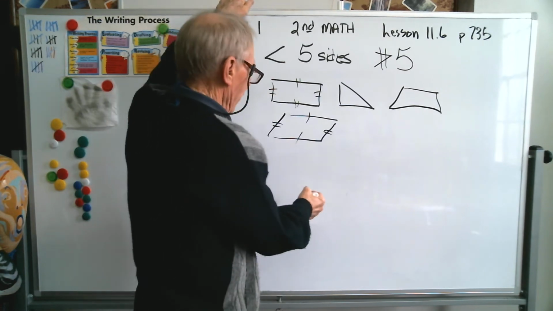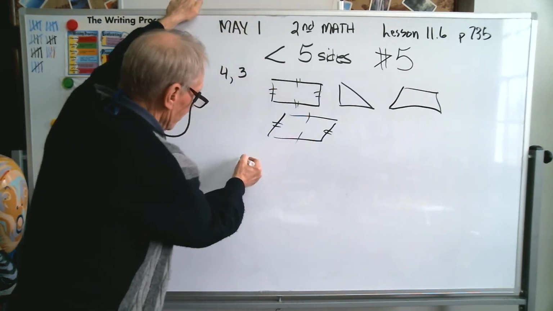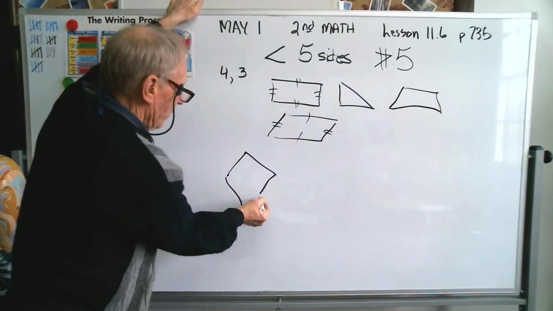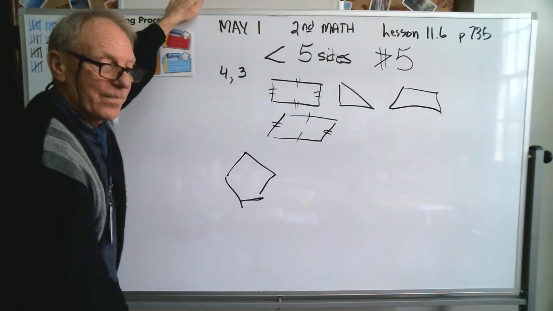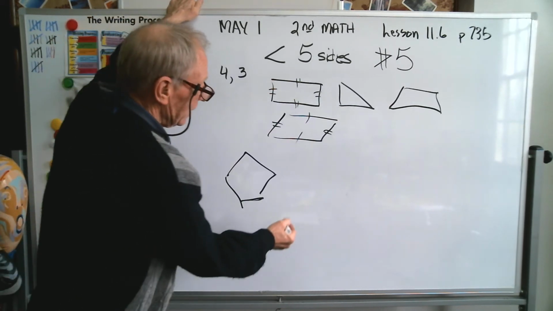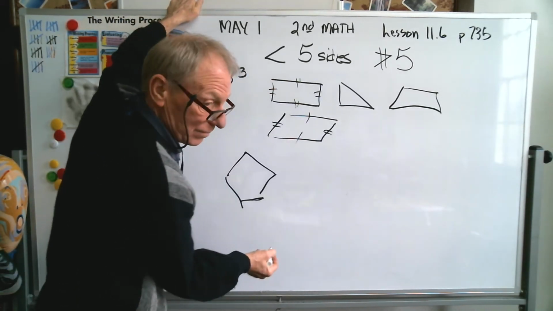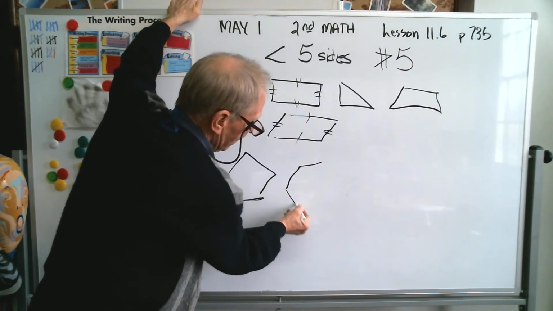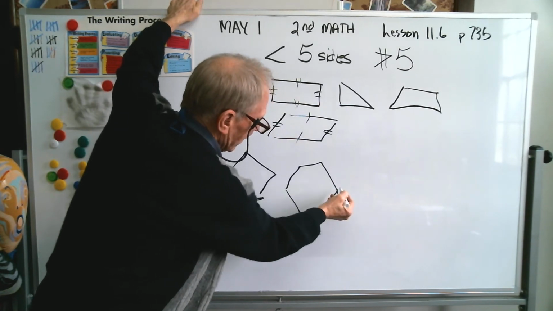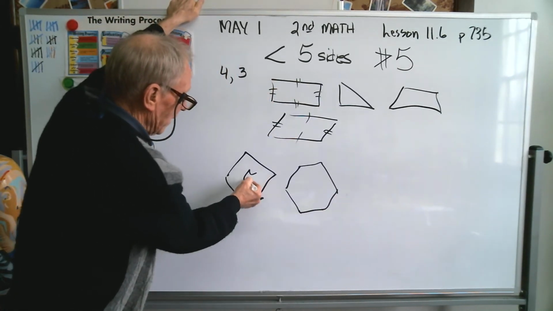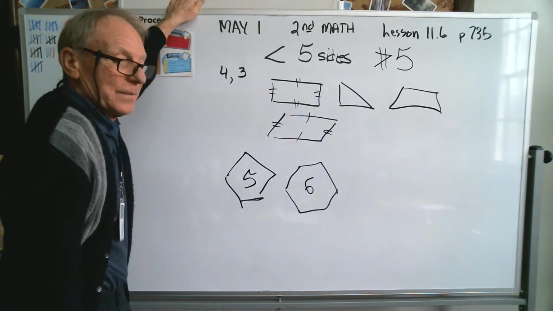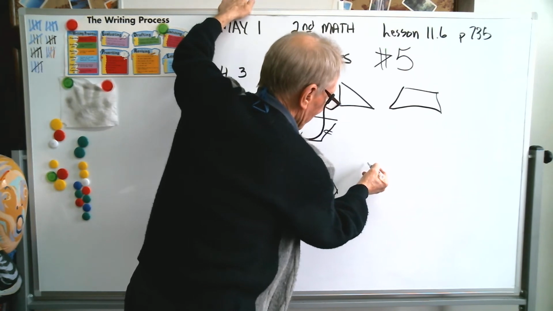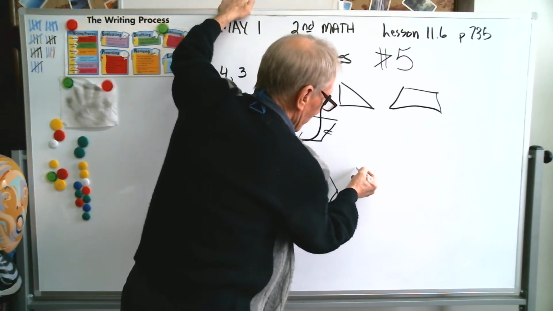So the first thing I think of is a pentagon. Pentagon has 5 sides. And that pentagon can be anything. Now, 6 sides, we would have your basic hexagon. So here's one with 5 sides, here's one with 6.